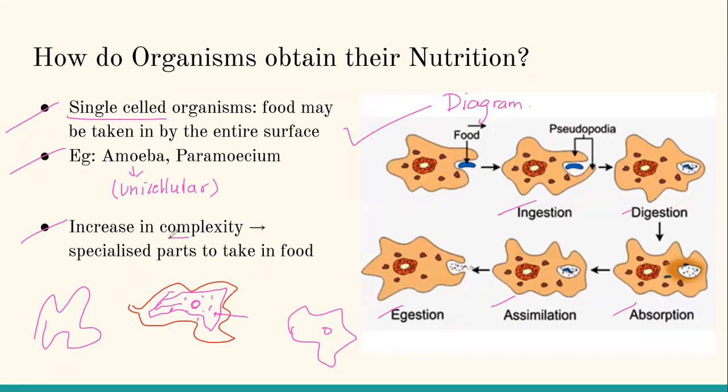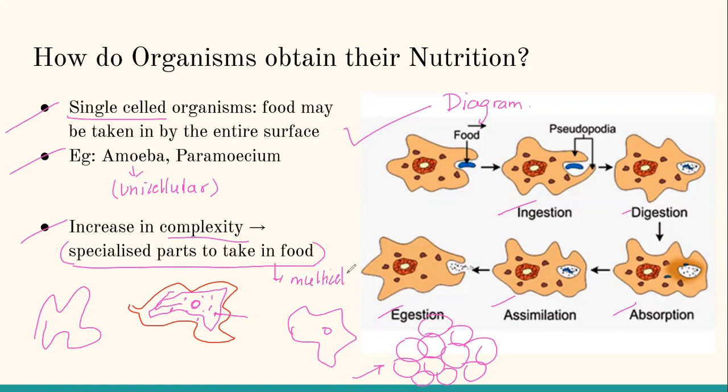And once the complexity increases, you need specialized parts to take in the food. Why? Because once you're not just one cell, you have many cells. Then it's not possible for the food to move only through diffusion. You need help, you need extra machineries or accessories, anything you can call it. You need those for breaking down of food as well as for distributing the food. So when the complexity increases, you have specialized parts to take in the food. This happens more in multicellular organisms.